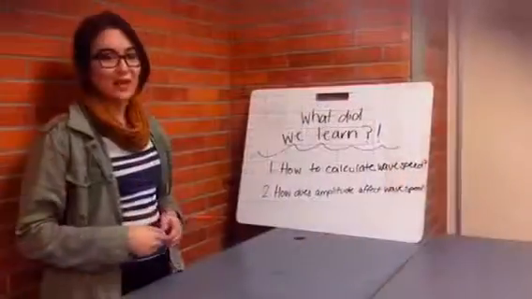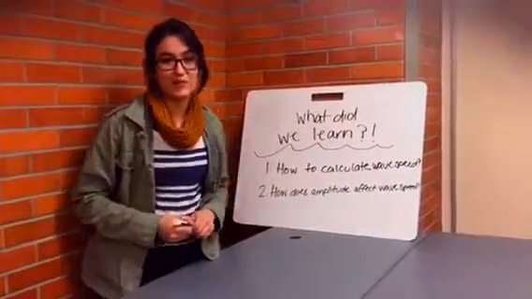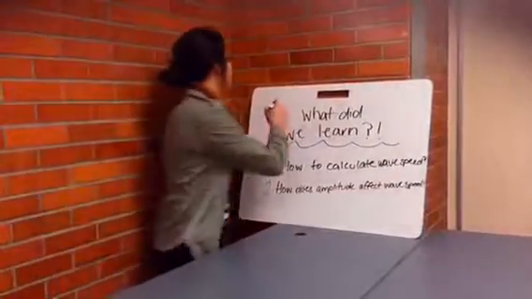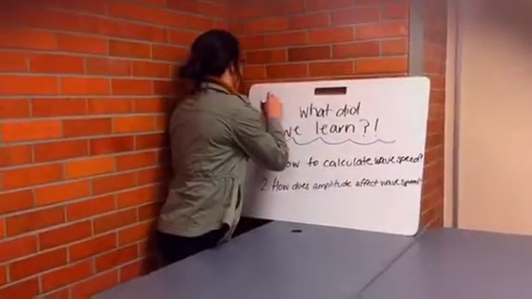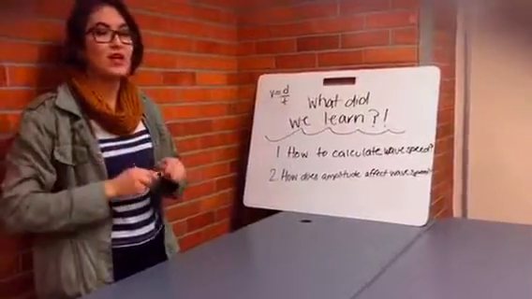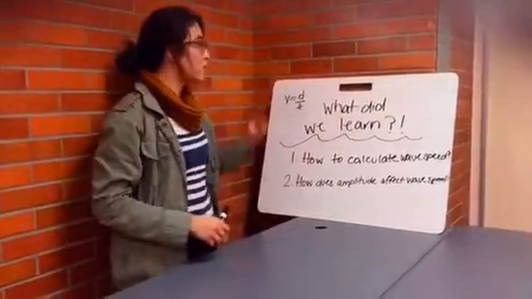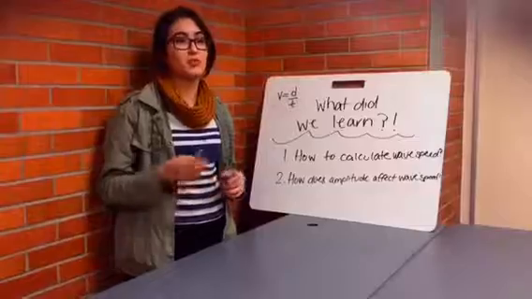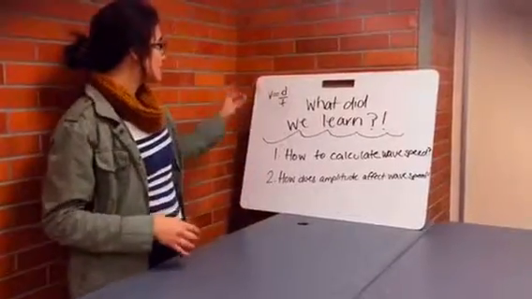What did we learn in this lab? First, we learned how to calculate wave speed. And in order to do that, you must use this equation: v equals d over t, which is distance divided by time. For the purpose of our lab, we use this equation instead of the other equation we provided before. And our distance was the same.